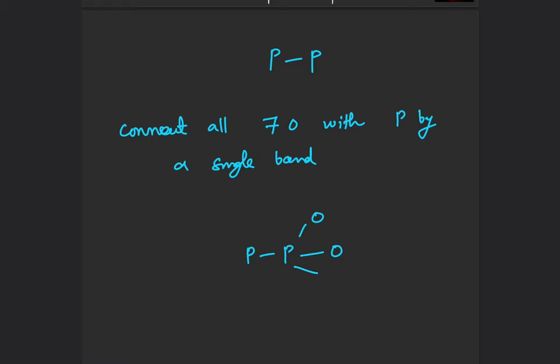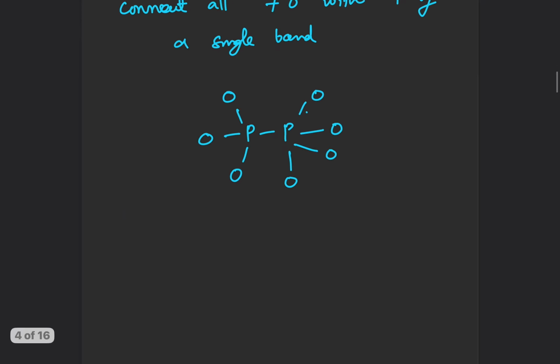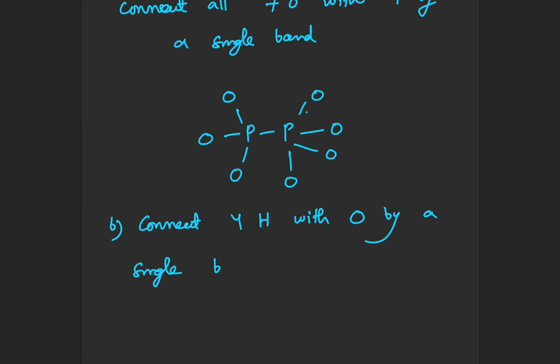So 1, 2, 3, 4, 5, 6, 7. Okay, correct. And then connect the 4 hydrogen. Remember, we have 4 hydrogens here. So connect the 4 hydrogen with oxygen by a single bond. Next step is connect 4 hydrogen with O by a single bond.